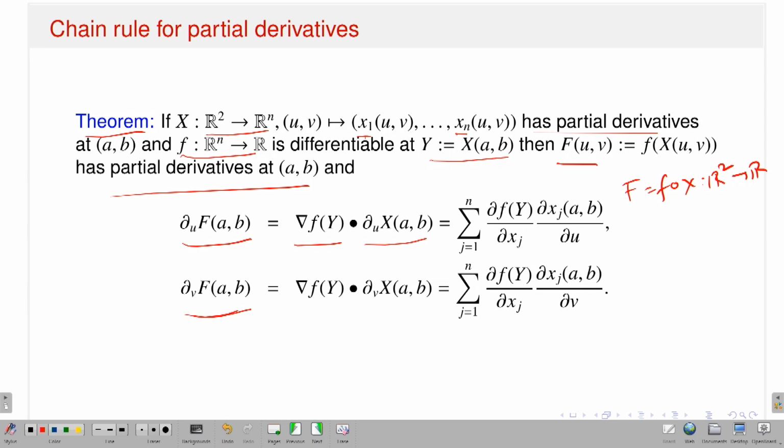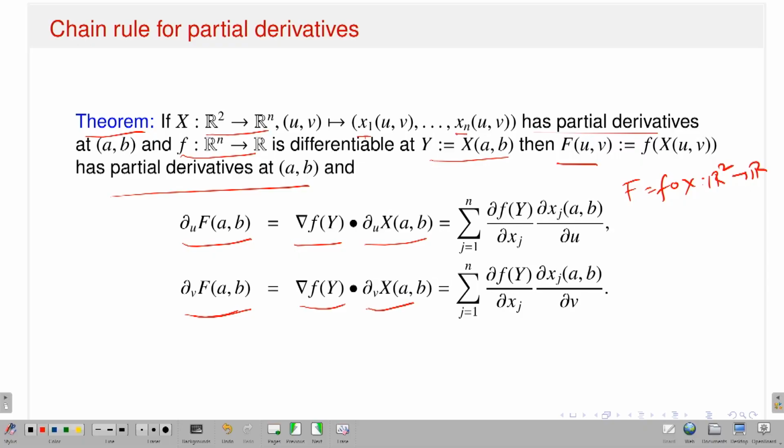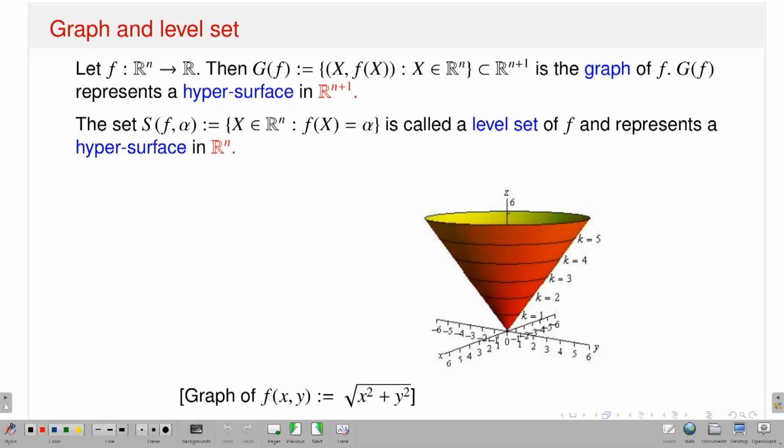Similarly, the partial derivative of capital F with respect to the v variable at the point (a, b) is nothing but the gradient vector of f, which exists because small f is differentiable at y, that is X of (a, b), dot product with the partial derivative of X with respect to the v variable at (a, b). The partial derivatives of X with respect to u and v also exist because that is in the statement of the theorem, and if I take the dot product, this is the corresponding expression. This is called the chain rule. Earlier I had a function X from R to Rn, and this time it is from R2 to Rn, and I have a composition function. So, this is the formula: if I have two functions, then you can easily calculate the corresponding partial derivatives in this way.